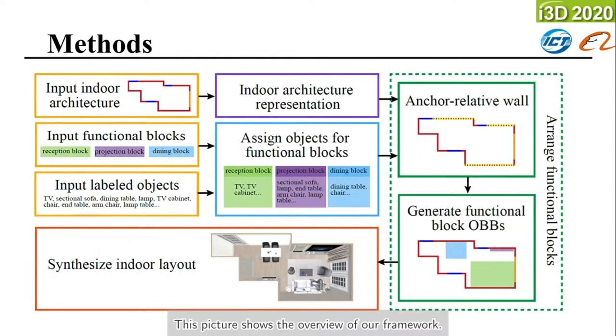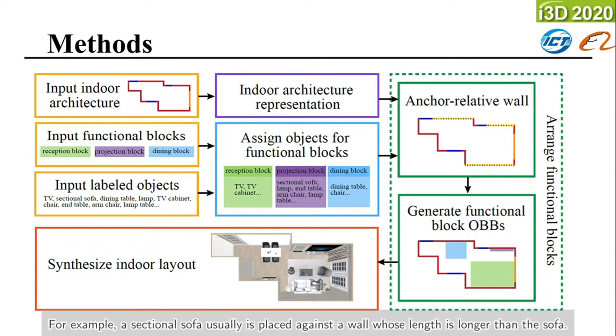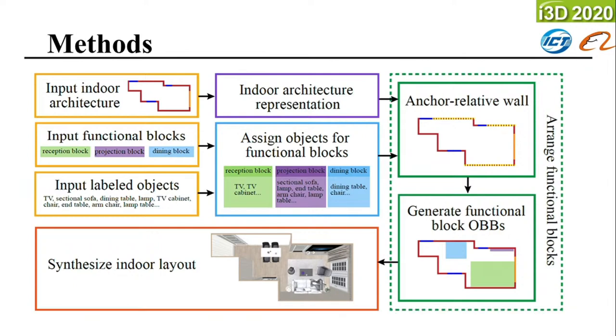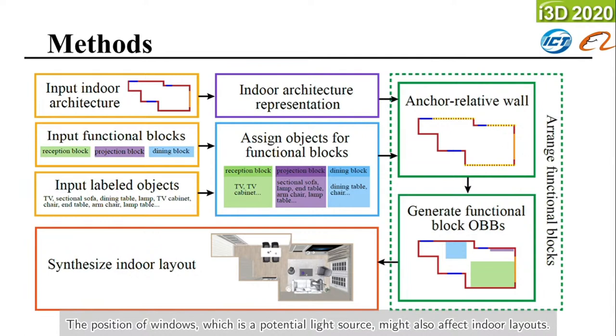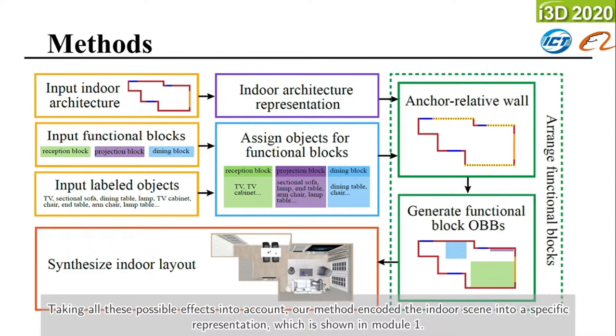This picture shows the overview of our framework. Given an indoor architecture, the implied geometric and semantic information might affect indoor layouts. For example, a sectional sofa usually is placed against a wall whose length is longer than the sofa. The position of windows, which is a potential light source, might also affect indoor layouts. Taking all of these possible effects into account, our method encoded the indoor scene into a specific representation, which is shown in Module 1.